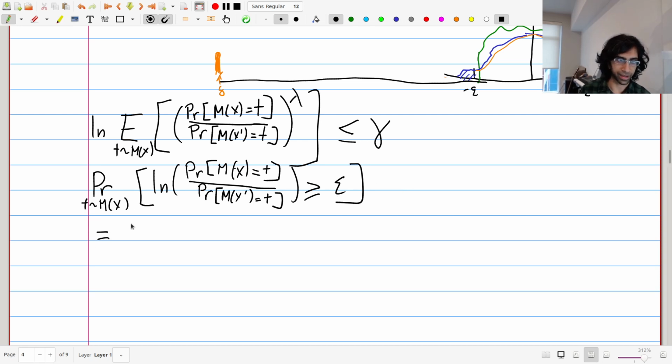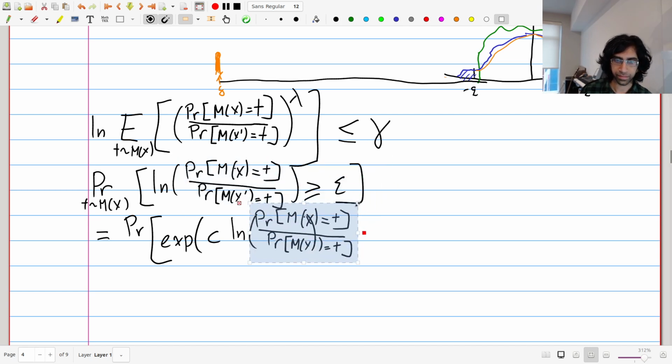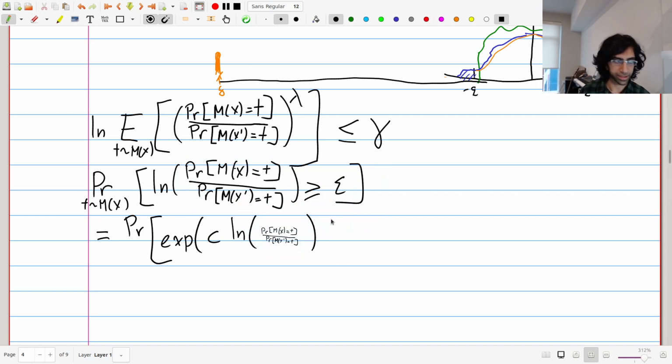So this can be written as the probability, still over t sampled from the same thing. I'll just leave that out. So exp of lambda times ln of, I guess I won't write it out. It's this exact same thing here. Let me see if I can steal it. Perfect. This quantity here. The probability that this whole quantity here is greater than or equal to exp of lambda times epsilon.